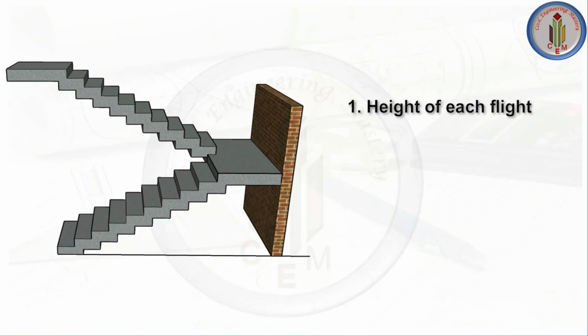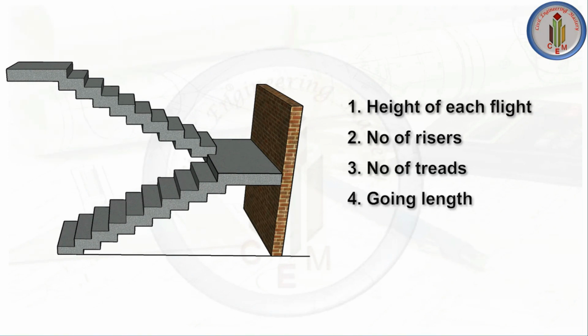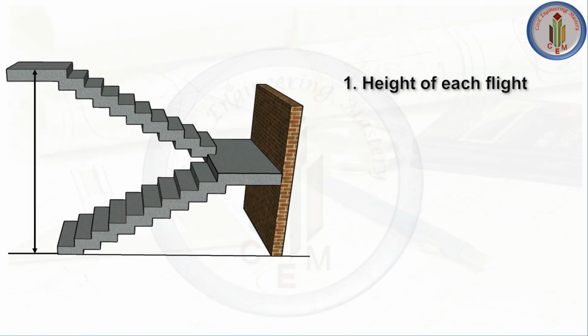Now let's calculate height of each flight, number of risers, number of treads, and going length. First let's see how to calculate height of each flight. When you design the dimensions of the staircase, you will be having the basic dimensions like floor to floor height. So this is the floor to floor height. So height of each flight we need to calculate. That means from here to here is one flight height, and again from here to this is the second flight height.